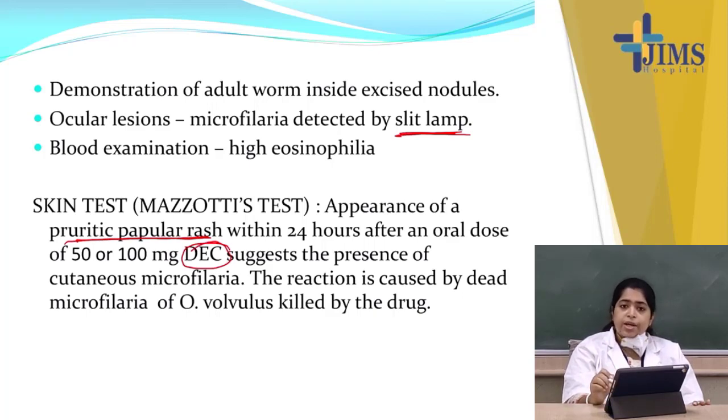DEC will obviously kill the microfilaria, and when the microfilaria are killed, they release the toxins. You remember, they will release the toxins, and when these toxins are released, there will be pruritic papular rashes within 24 hours. So, appearance of pruritic papular rashes within 24 hours after an oral dose of 50-200 mg DEC suggests the presence of cutaneous microfilaria. The reaction is caused by dead microfilaria of Onchocerca volvulus killed by the drug.